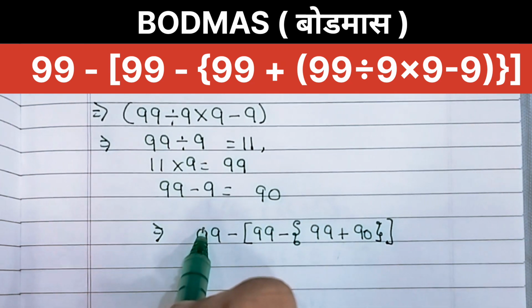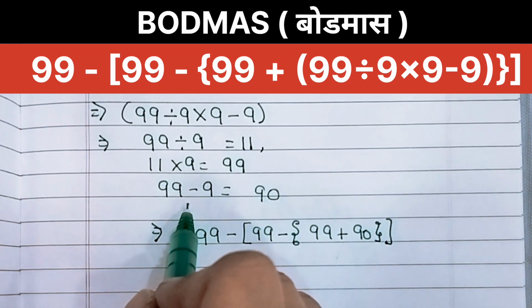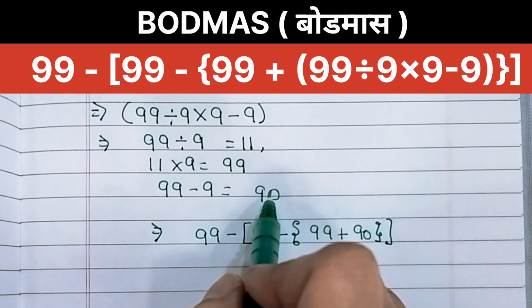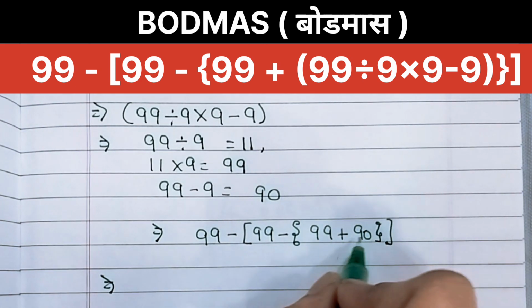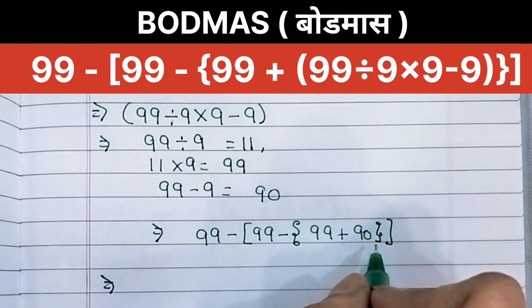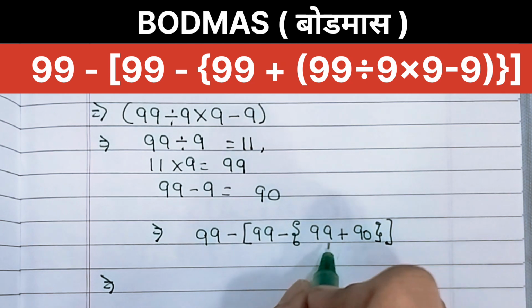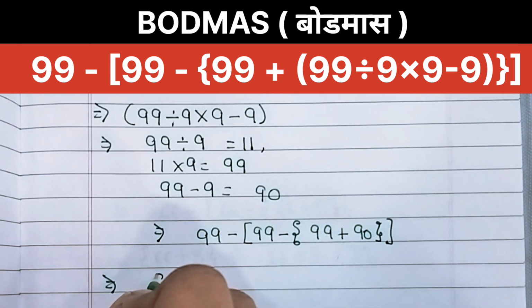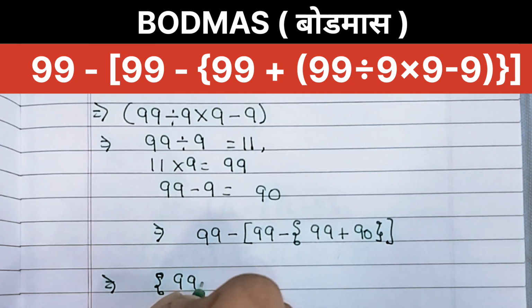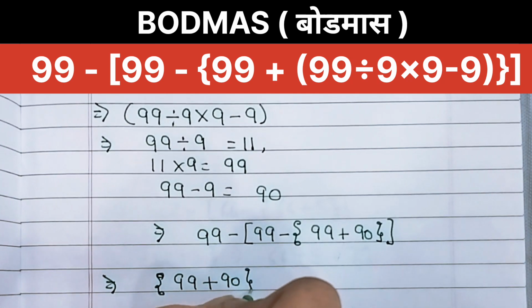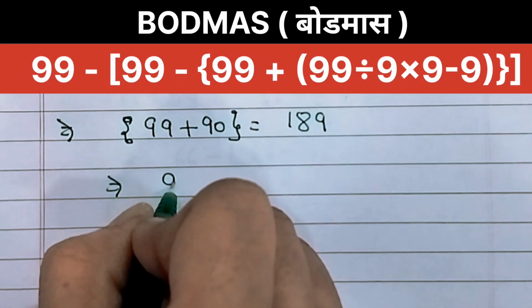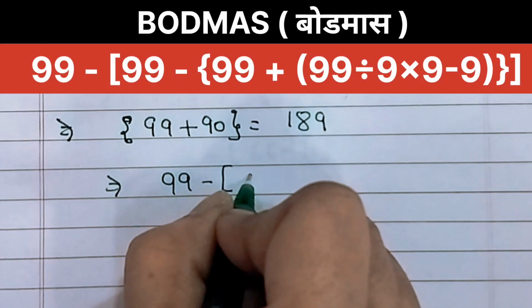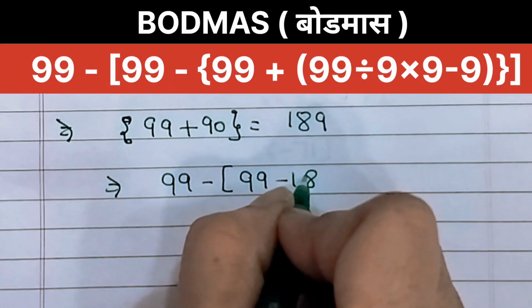So in this step 1, we solve the innermost brackets first to reduce the complexity of the expression from the inside out. Now step 2, simplify the curly brackets. Now we focus on the operation inside the curly brackets. There is an addition. So first we do 99 plus 90, which is equal to 189. Now the expression becomes 99 minus square bracket 99 minus 189.